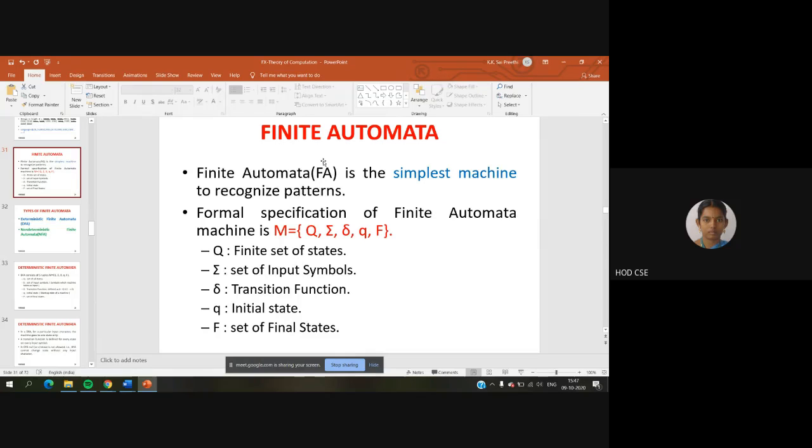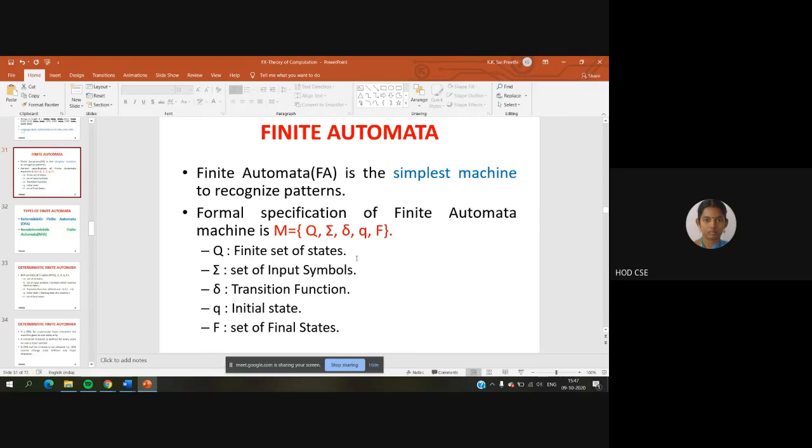So now we are getting to what is finite automata. This is a very basic mathematical model. Why? Because it has an inferior power when compared to pushdown automata and Turing machine. But the real-time application of finite automata is very large. It has solved only limited problems because of its lack of memory. It has no memory at all.